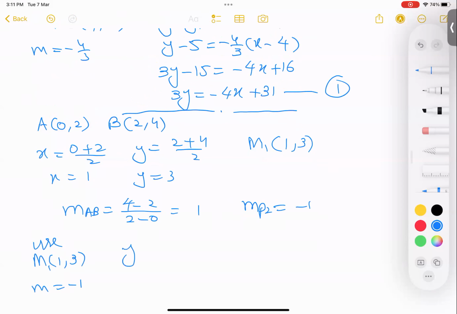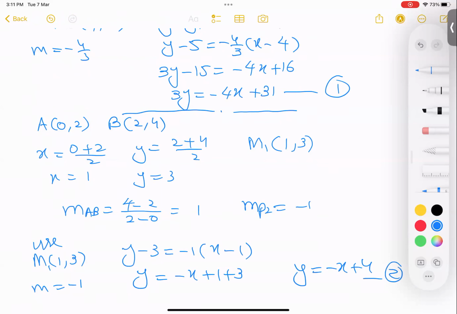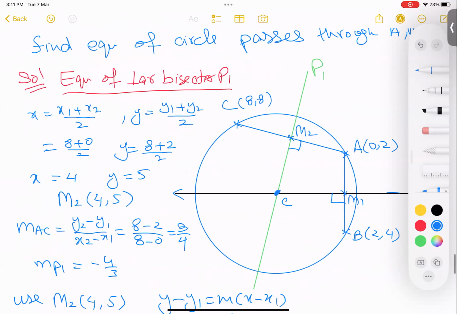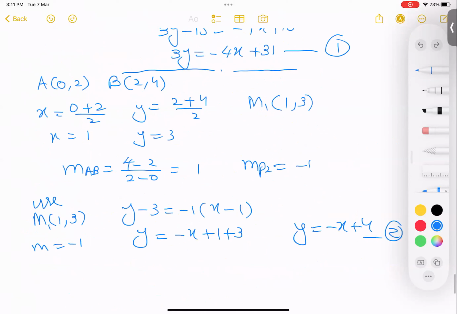The equation: y minus y1 equals m times (x minus x1), so y minus 3 equals minus 1 times (x minus 1). And y becomes negative x plus 1 plus 3, and the final equation is y equals minus x plus 4. Equation number 2 done. Look at here, students, both the black color and green color lines intersect at C, so I will solve them simultaneously now.